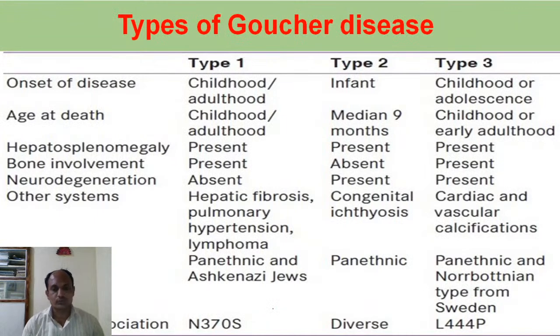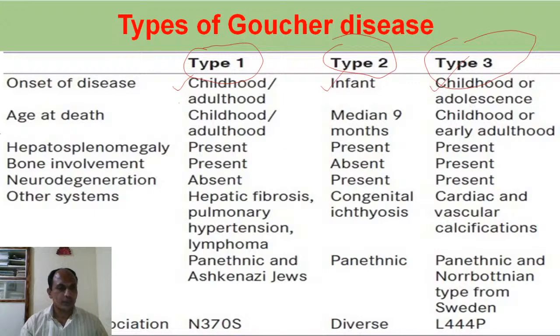See, these are the types of Gaucher disease. So this is our next point, the types of Gaucher disease. As I already told, there are three different types: type 1, type 2, and type 3. See here, a comparison is given, for example, onset of disease. Type 1 occurs in childhood as well as in adulthood. Type 2 occurs in infants, and type 3 occurs in childhood or adolescence.